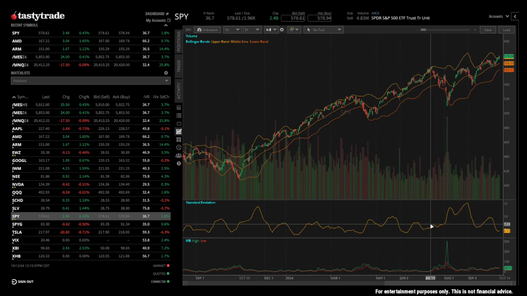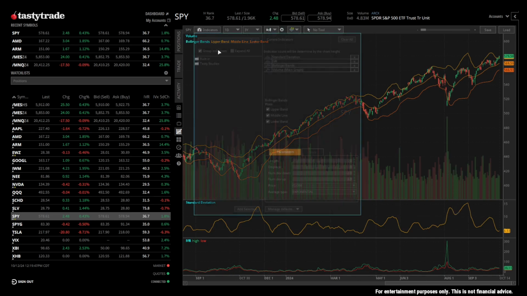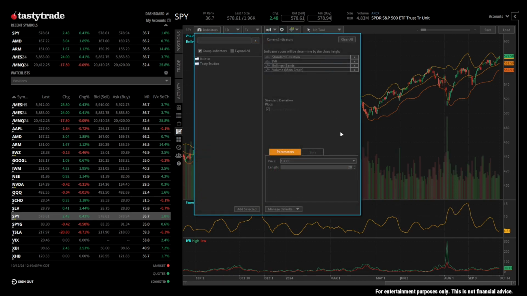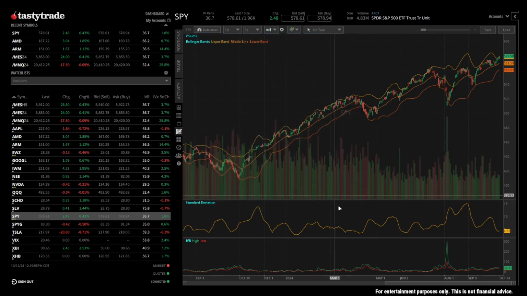And the standard deviation indicator is very similar. Obviously, the higher the standard deviation, the more volatile the stock, the wider the expected movements of the stock are. By default, the standard deviation indicator typically uses a length of 14 days, but I set it to 20 days because the Bollinger Bands are 20 days, and I wanted to have 20 days on the Bollinger Bands and 20 days on the standard deviation.